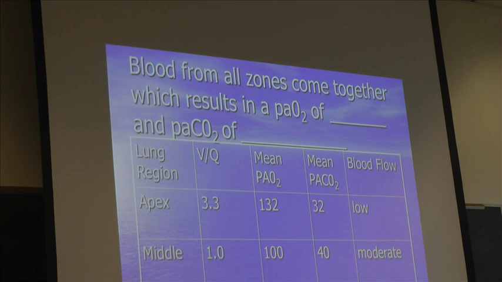Well, there's some blanks for you to fill in. It says blood from all zones comes together, which results in a PaO2 of blank. What are you going to put there? Yes. What units are you going to use? Millimeters of mercury. What else could you use? Torr. Yes.